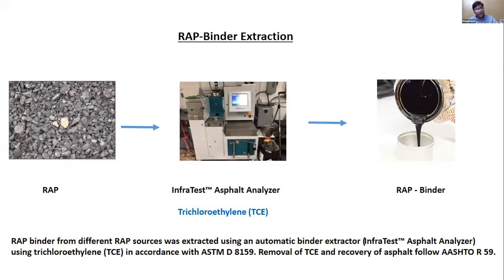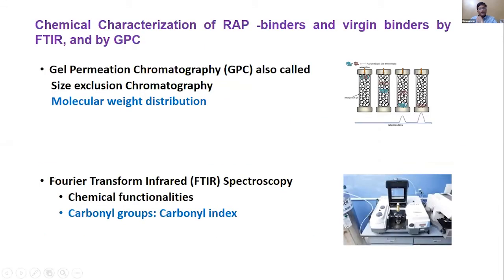As a first step, we take the RAP and use this instrument to get the RAP binder. We use trichloroethylene as a solvent to remove the binder. Particularly, I use two instruments. One is gel permeation chromatography, or size exclusion chromatography, which is useful for determining the molecular weight distribution in the sample. Another one is IR spectroscopy, with which we can see different functional groups. Here we are interested in the carbonyl group.